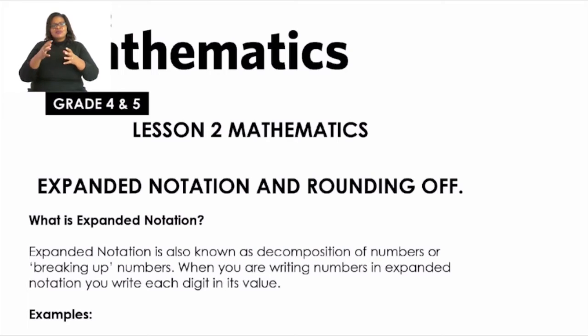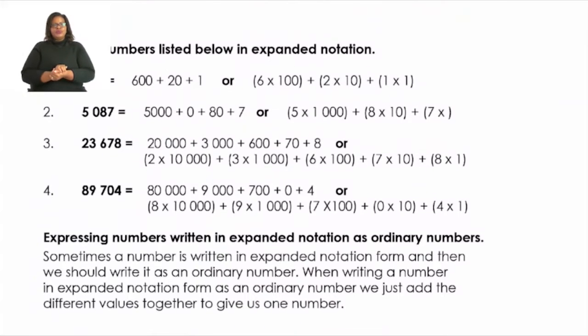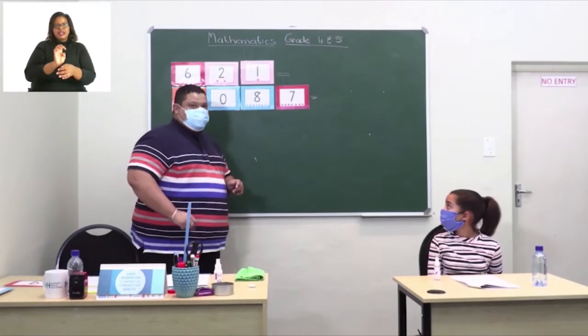Expanded notation is also known as decomposition of numbers or breaking up numbers. When you're writing numbers in expanded notation, here we write each digit according to its value. Remember with our first lesson, we talked about place value and we talked about value. Now, in decomposition or expanded notation of numbers, we write numbers according to their values. Now, if we go to the board, let's try the first 2 examples. Let's go to our chalkboard.